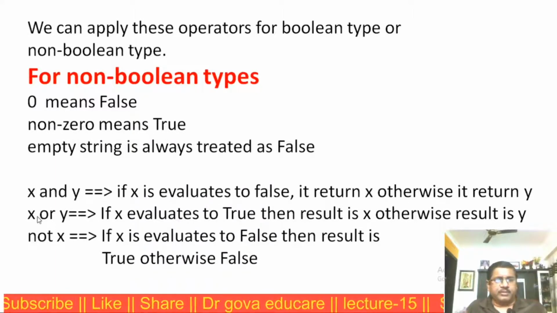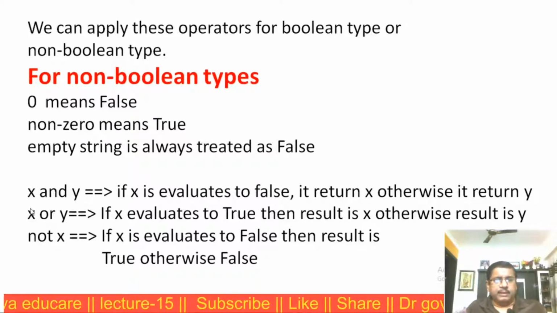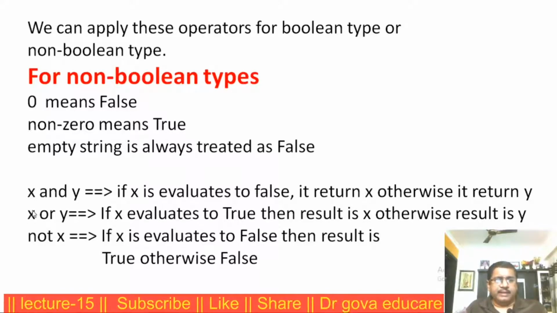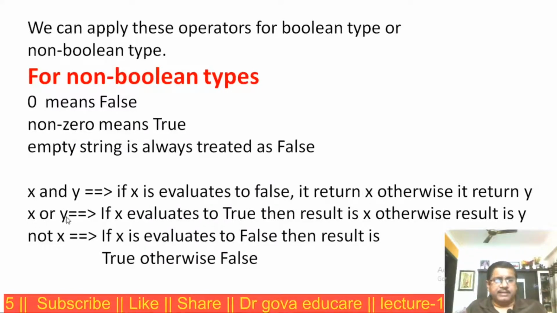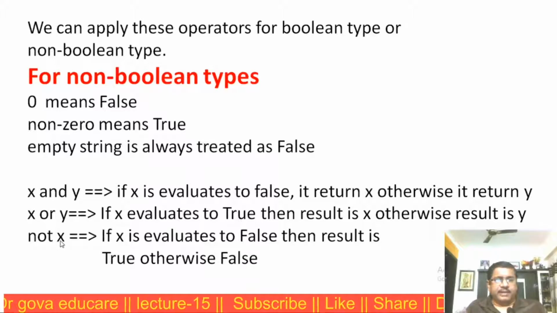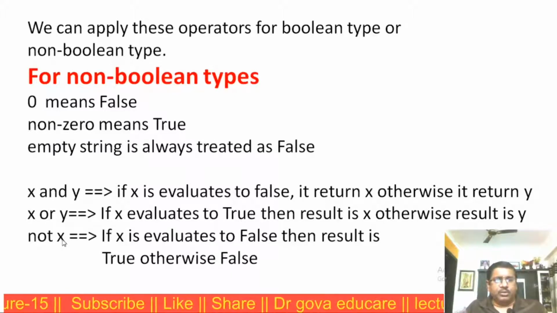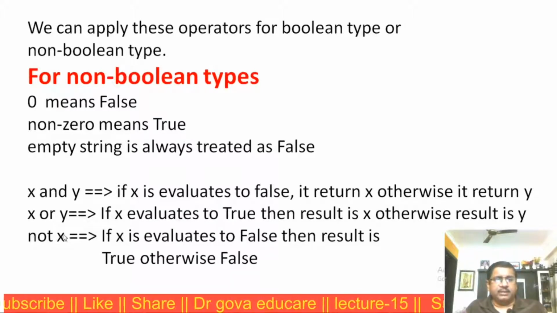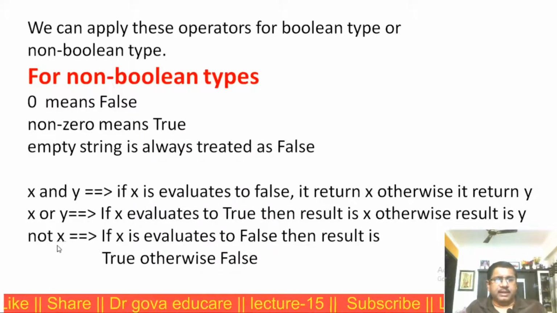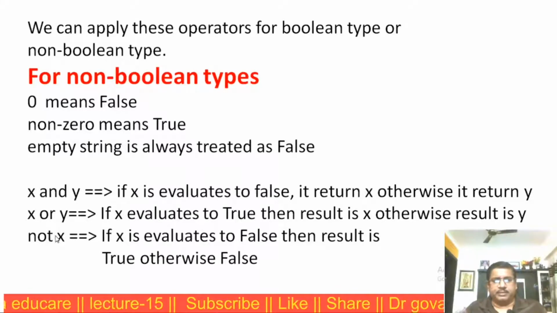OR operation, X or Y. If X is evaluated true, then the result is X, otherwise the result is Y. This is the OR operation. Not X: if X is evaluated to false, it returns true, otherwise it returns false. This is the NOT operation for non-Boolean types.